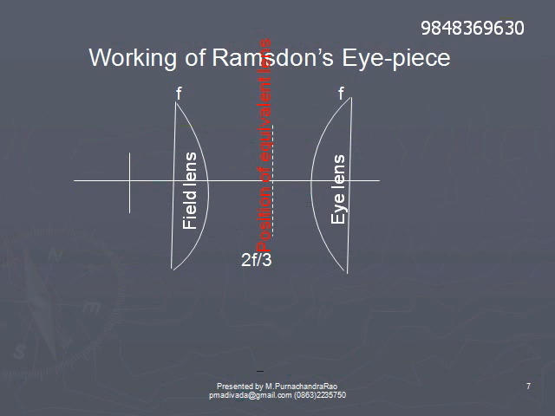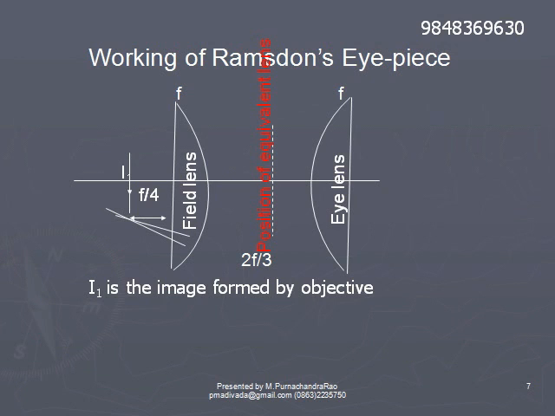Working of Ramsden's eyepiece. In this figure, the objective is at the left side and the rays will converge at the point I1. The rays coming from the objective converge and form the image I1 at a distance f by 4 from the field lens. I1 is the image formed by the rays coming from the objective. It will be formed at a distance f by 4 from the field lens.